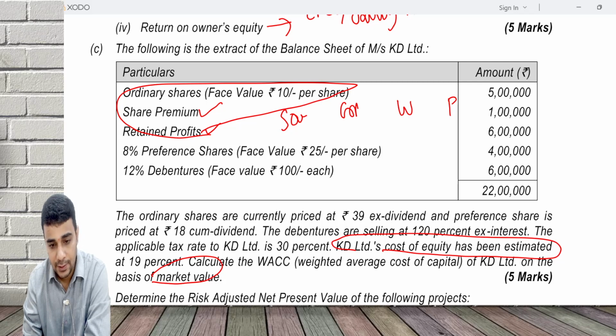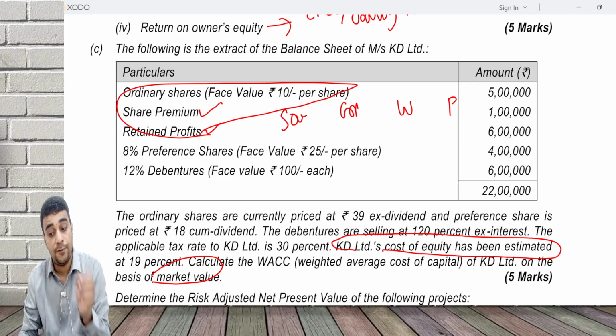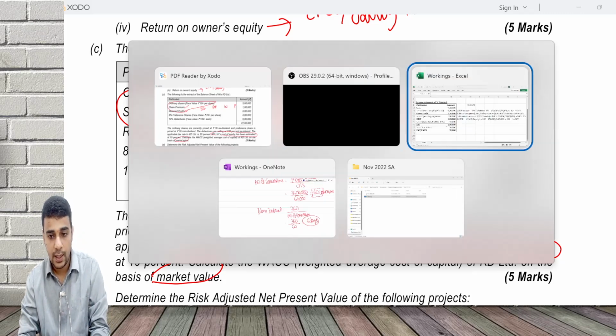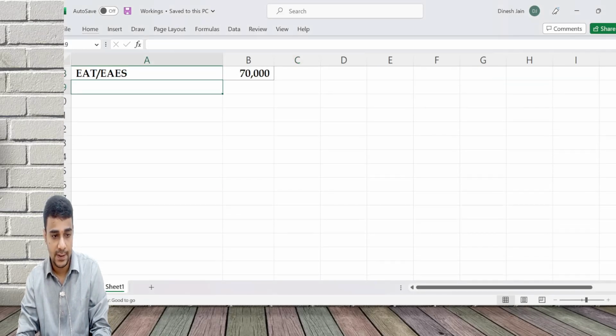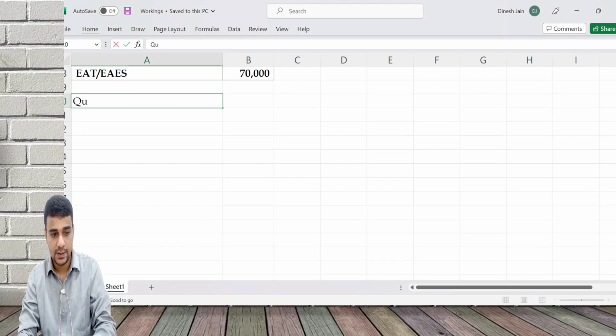For preference, you'll have to calculate the cost of preference. For debentures, you'll have to calculate the cost of debentures. So let's put this in the format we use normally. Working note 1, computation of WACC. This is question 1C.